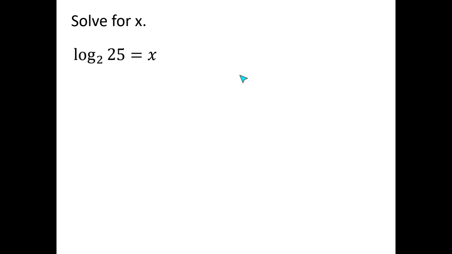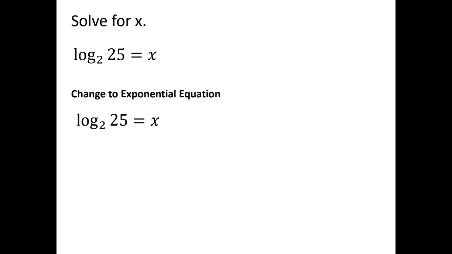Okay, let's try another one. So here I have a base of 2. So if you try to ask yourself what power does 2 have to be to give me 25, then we're never going to get to an answer, right? Because we can't find that number that will give us 25. We could find a decimal for it, but that might take longer. And so the best thing to do here is going to be to change it to exponential form.